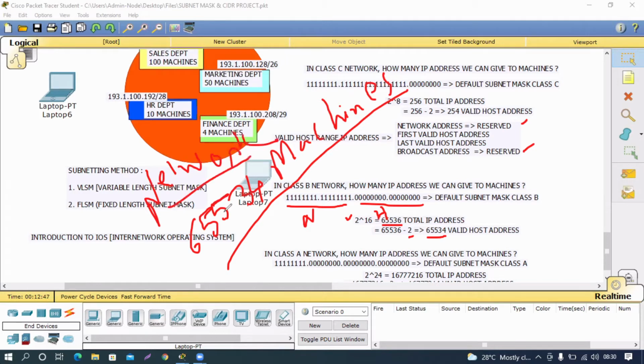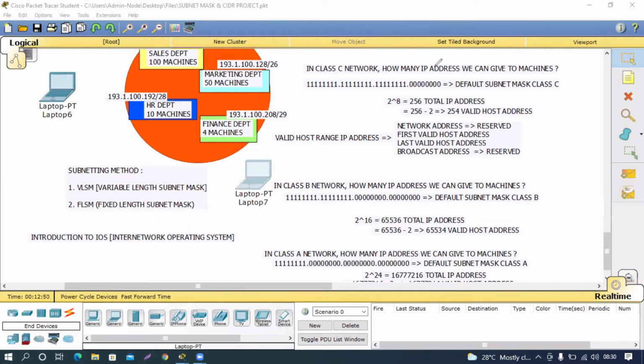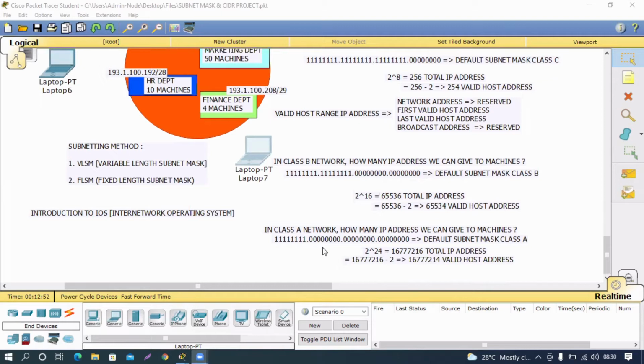Same class B network. Okay. Similarly, the next class network, we are having class A. In class A network, we are having 8 network bits and we have 24 host bits. Okay, these are host bits. So 2 raised to 24 is 16,777,216 minus 2 is 16,777,214. This is the number of machines we can give IP addresses.